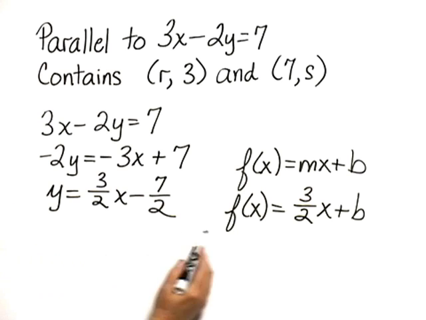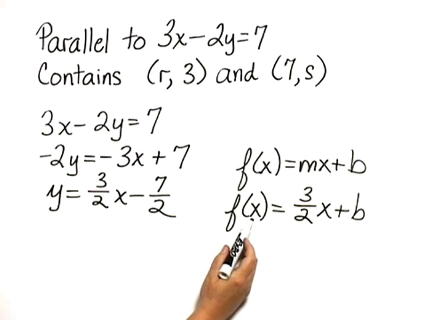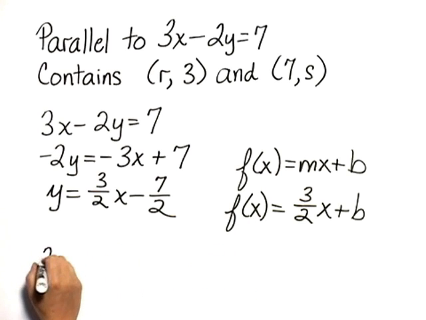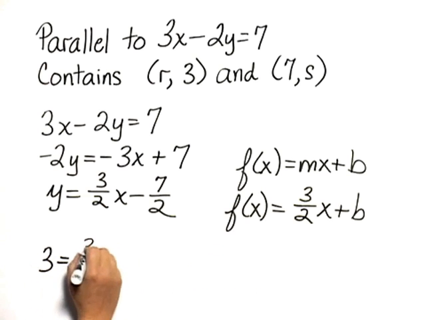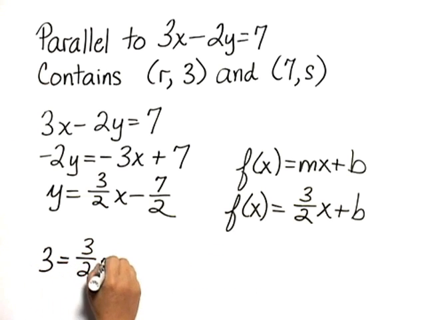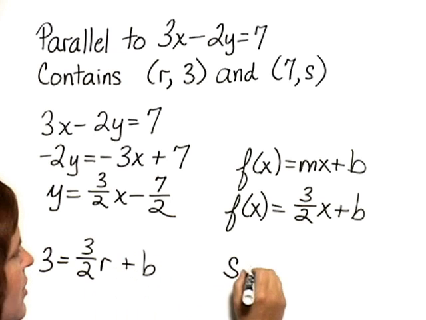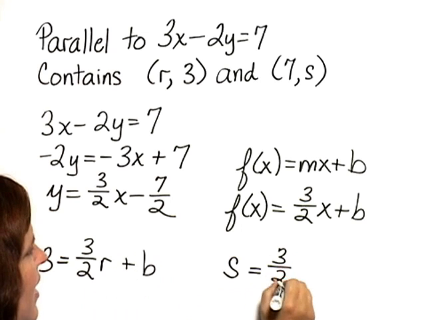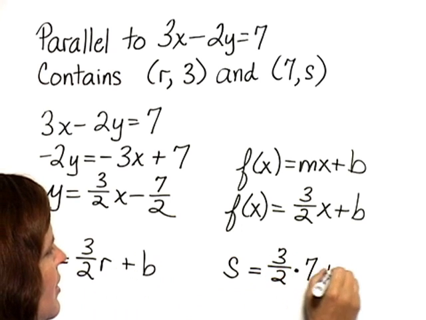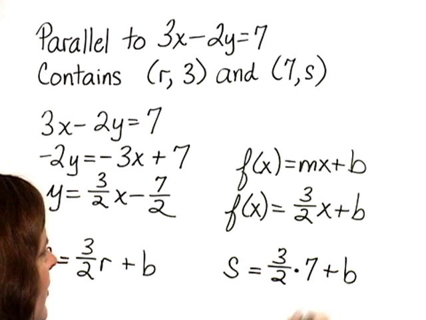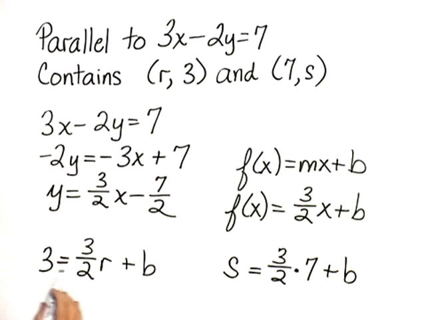Now let's work with the next statement, that the line contains the point (r, 3). That means that f of r equals 3, or we can write it as 3 equals 3/2 r plus b. The next statement tells us that (7, s) is on the line. That means that s, which is the function value or the y value, equals 3/2 times 7 plus b. Now we have an equation with r and b, and an equation with s and b.